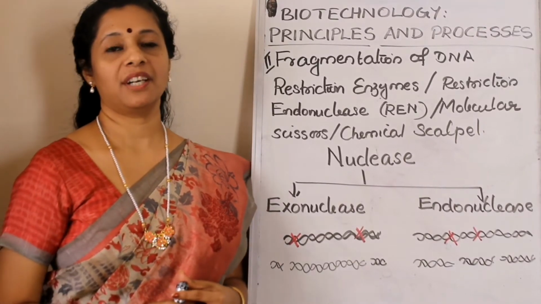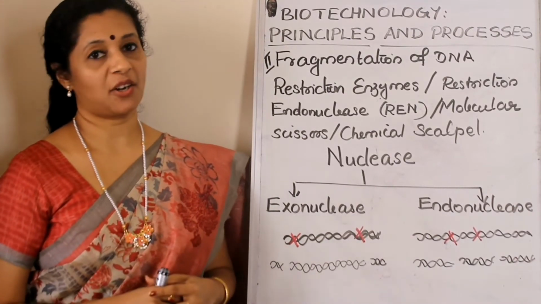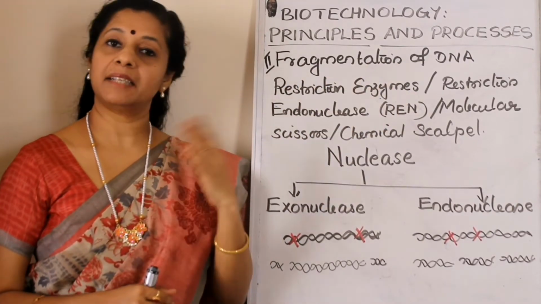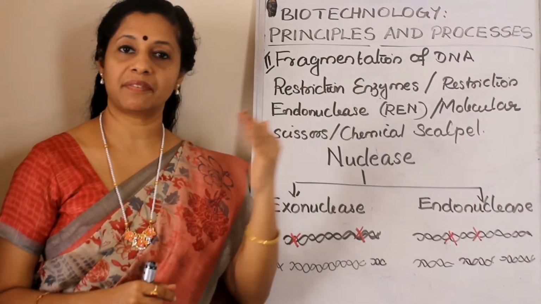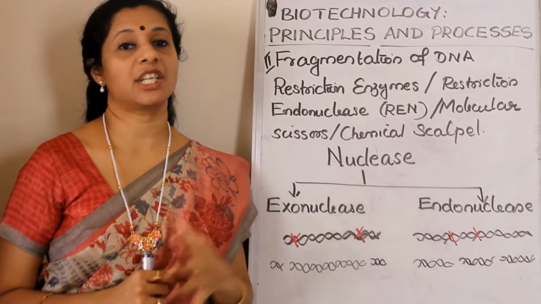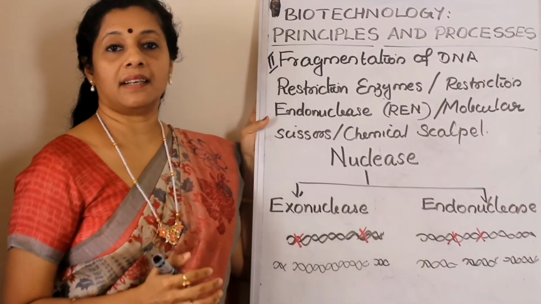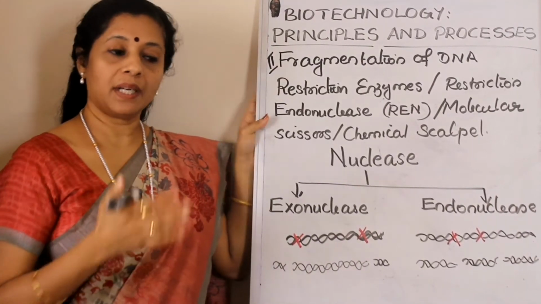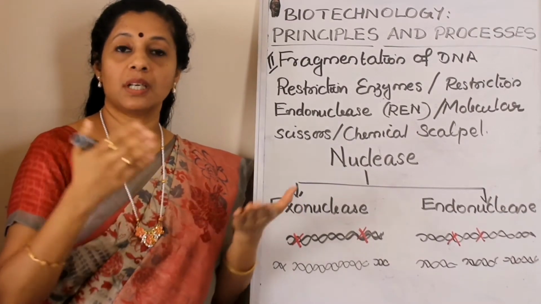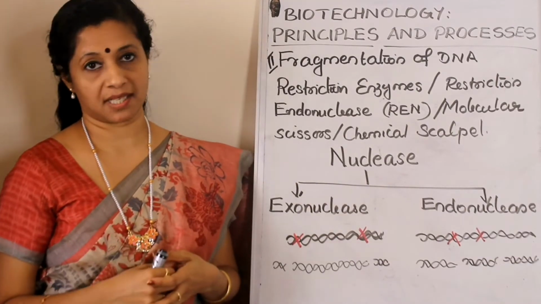In this video, we are going to discuss the second step of the rDNA technology, that is fragmentation of DNA. In the previous video, we discussed the different steps involved in rDNA technology and the first step, isolation of DNA. Now, fragmentation of DNA. After isolation, we got the DNA strand. Now we have to fragment it into small pieces so that we can get the desired gene from it.